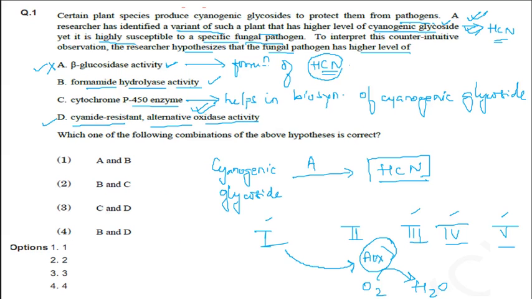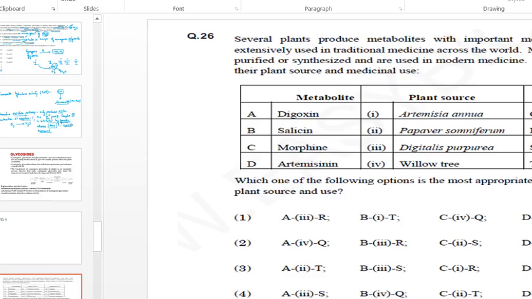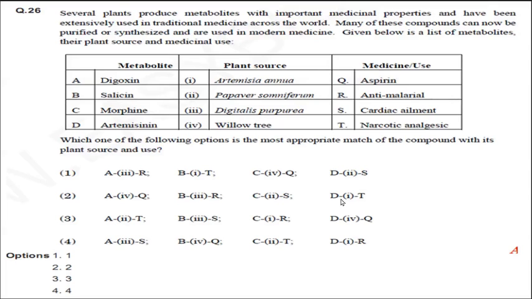This is another part C question from the secondary metabolites chapter, where some metabolites will be given and you will be asked about their role and their source. These types of questions have come several times in CSIR NET GATE for match the column, and they are very easy to solve. So let's start.